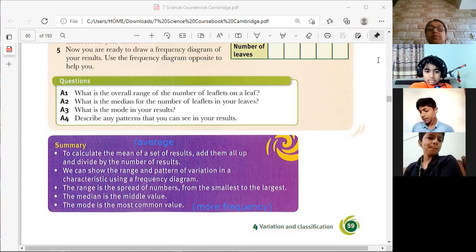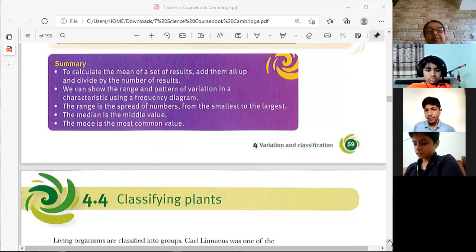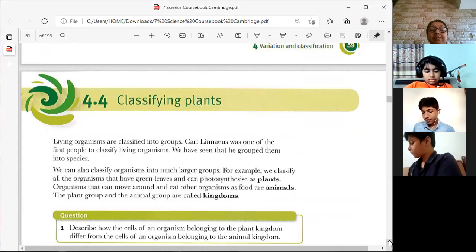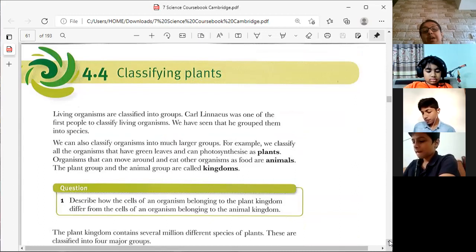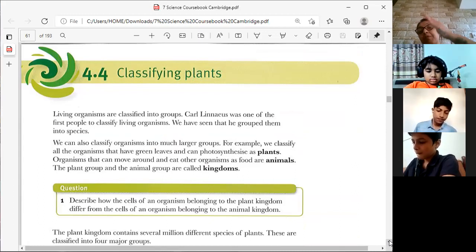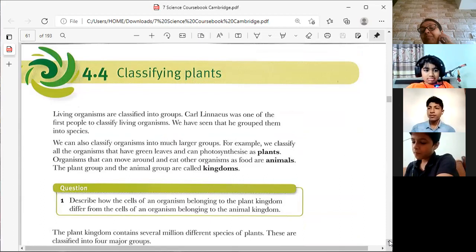So now we move to the next part of the chapter. Now we are moving towards classifying plants. Living organisms are classified in groups. Now see, there are many plants, no? All different types of plants. Plants having different types of leaves, plants having different types of fruits. But then how do we make a study of it? We can't say this plant, that plant. We need to name them. We need to group them for easy study.